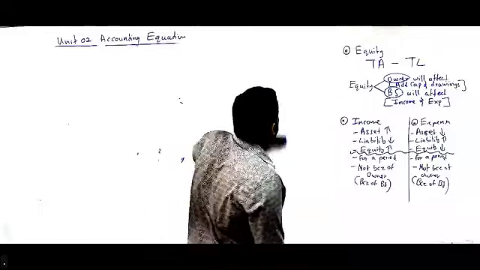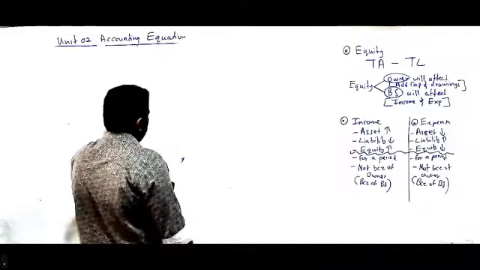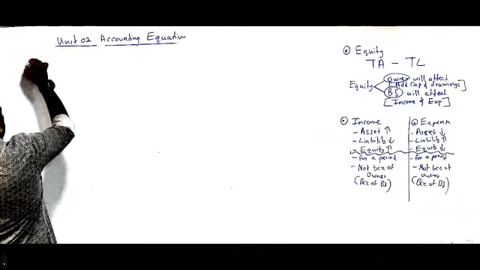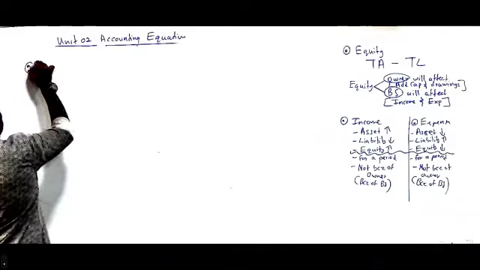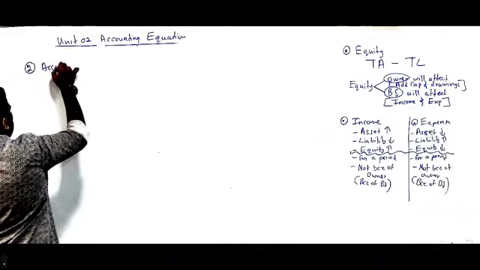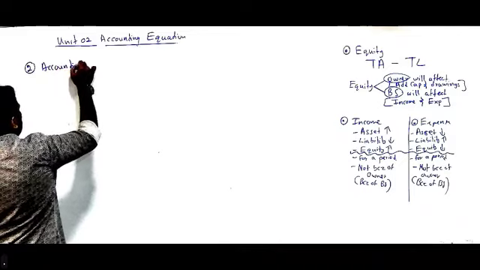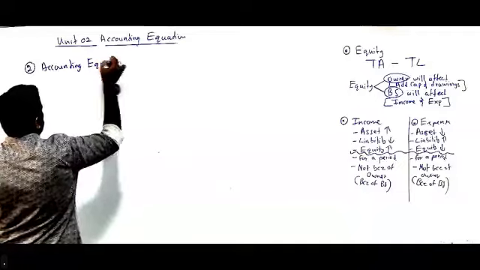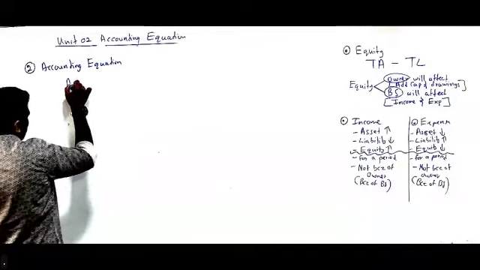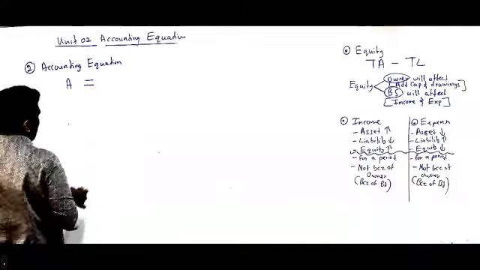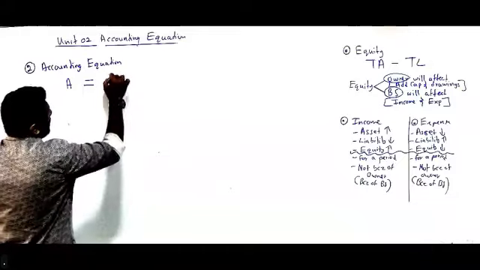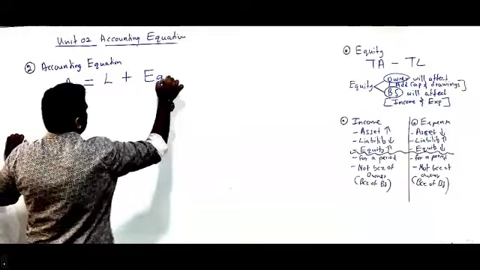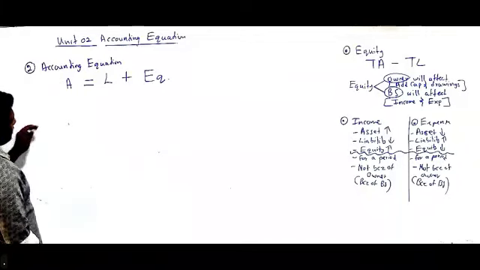So next, what is the basic accounting equation we studied? Tell me the basic accounting equation that we studied. Asset equals, generally in A levels, what you have? Liability plus equity. Yeah. Liability plus equity.